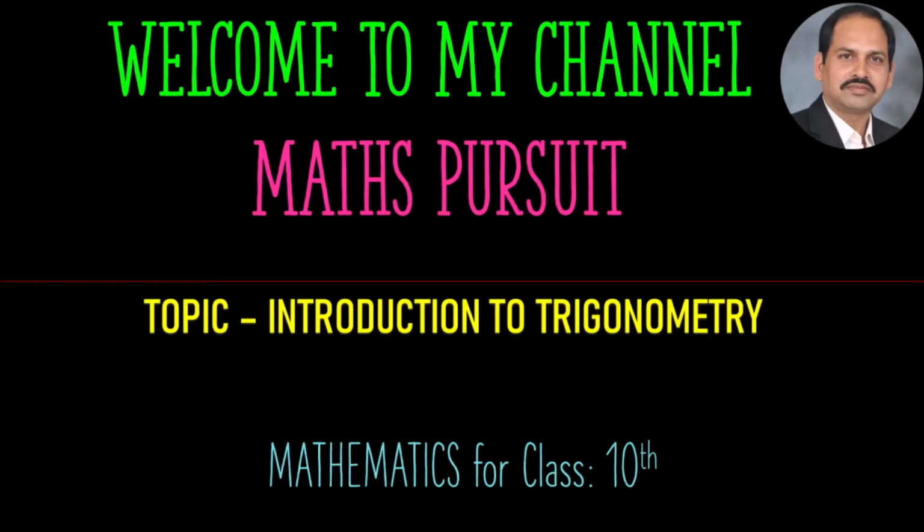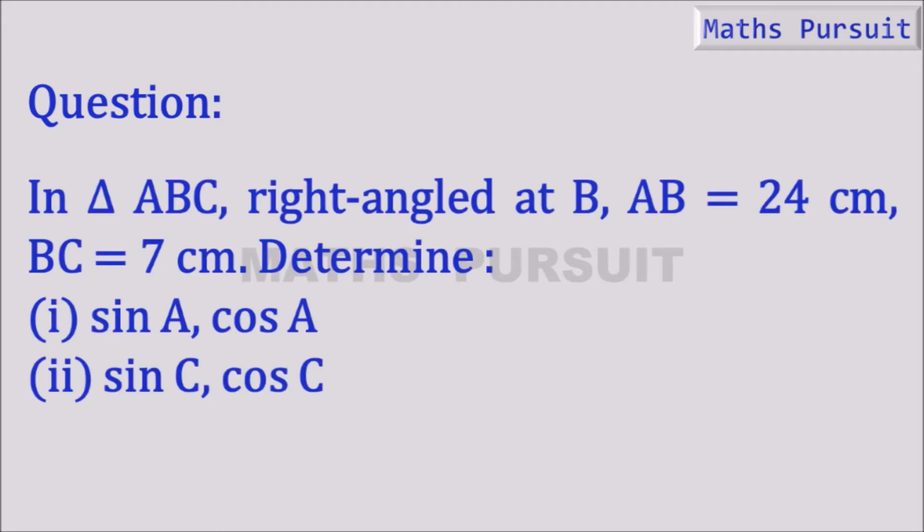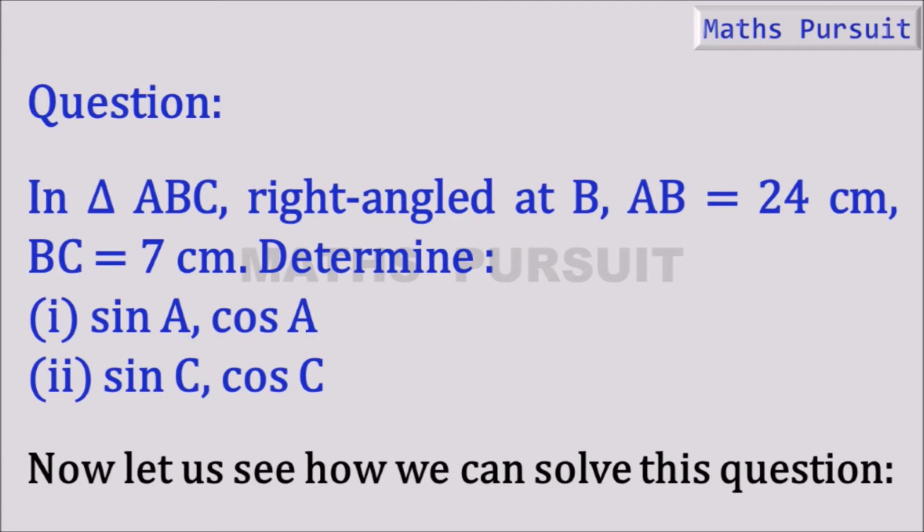Today under the topic Introduction to Trigonometry, let's see what exactly we have in the question. It is given that in triangle ABC, right angled at B, AB is equal to 24 cm, BC is equal to 7 cm. Determine number 1, sin A, cos A, number 2, sin C, cos C. Now let us see how we can solve this question.